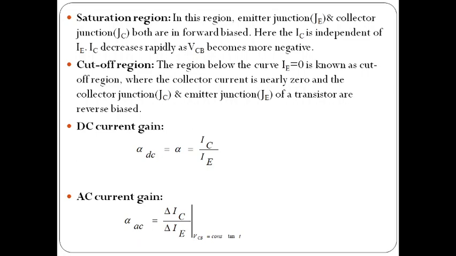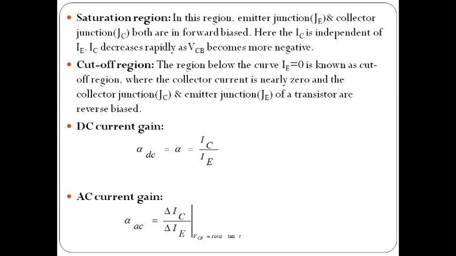Next, cutoff region. The region below the curve IE equals 0 is known as the cutoff region, where the collector current is nearly 0 and the collector junction JC and emitter junction JE of the transistor are reverse biased. When both junctions are in reverse bias, the transistor is in the cutoff region. In this, collector current is nearly 0 because emitter current is also 0, so it is almost IE equals 0.